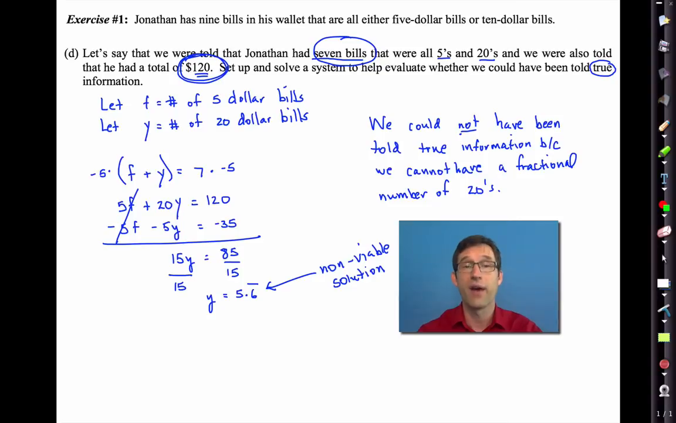There's no way you can have 5.6 $20 bills. You can have 5 $20 bills. You can have 6 $20 bills. You can't have 5.6 of them. All right? So it's kind of interesting in that way. Math can clarify for us. It can tell us whether or not information somebody gave to us is true or false. Okay? Even when it seems like it could be true. All right, we're going to do some more modeling. So pause the video now, write down anything you need to.